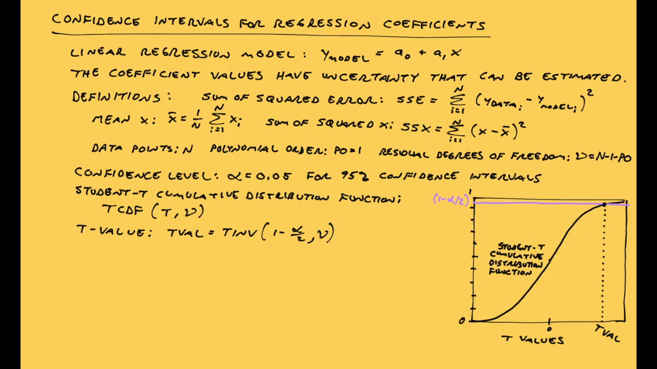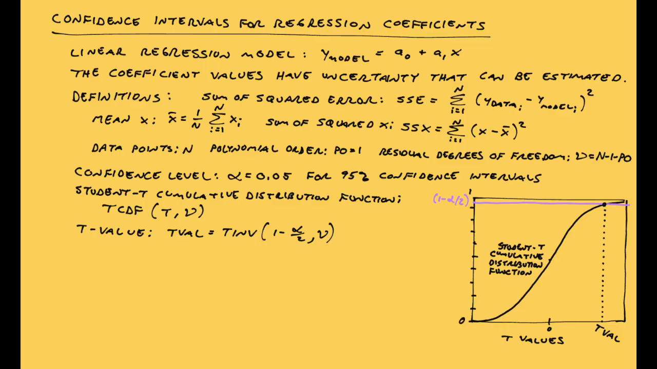The specific t-value we want to find is the one associated with the confidence level alpha. I've written that here as t-val equals t-inv, the inverse of the student t cumulative distribution function, and it has two parameters, 1 minus alpha divided by 2, and then nu, the residual degrees of freedom.